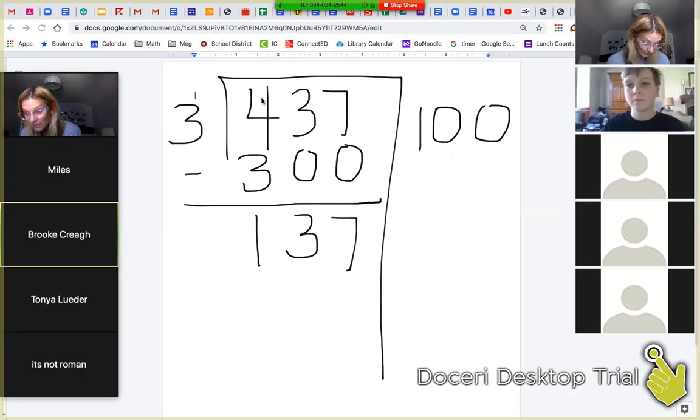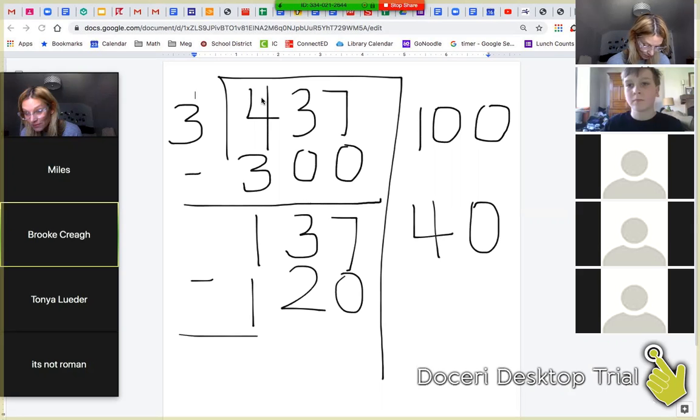3 times 30 is 90, ooh, that's getting closer. But 3 times 40 is 120. So if I do 40 here and keep track over here, I put my 120 on this part, and now I subtract. 3 minus 2 is 1. 7 minus 0 is 7. 17. Ooh, now I'm close to the fact.